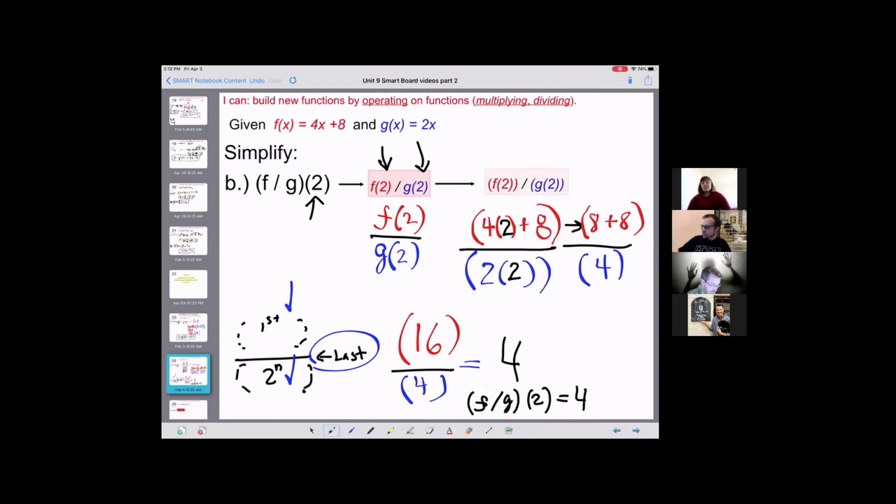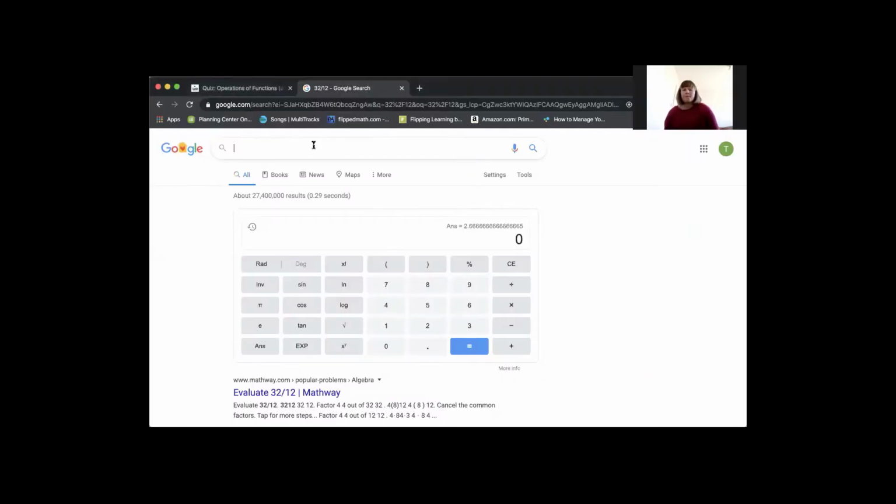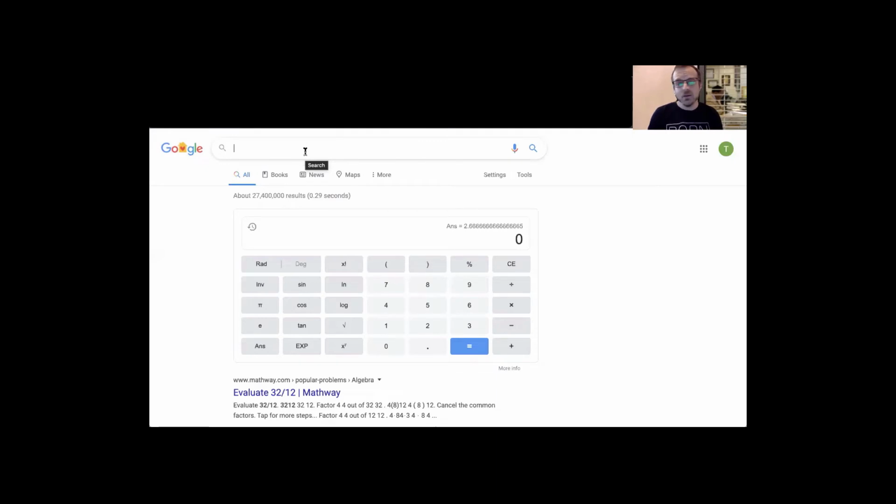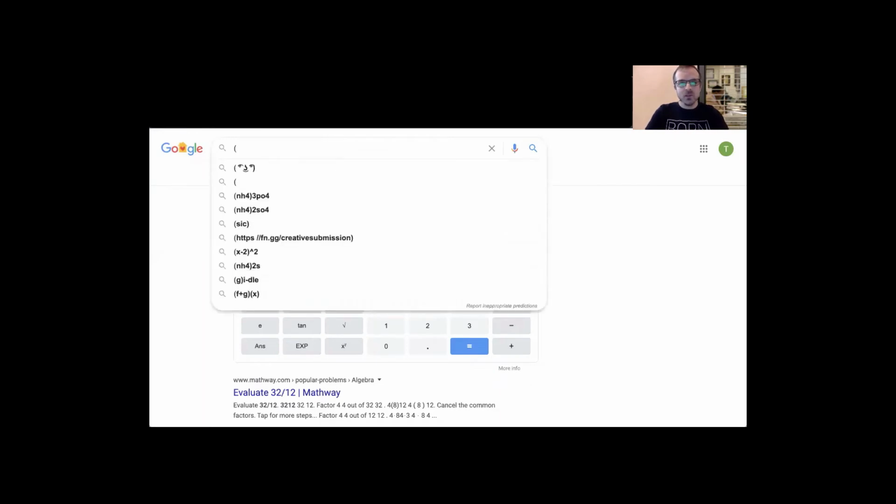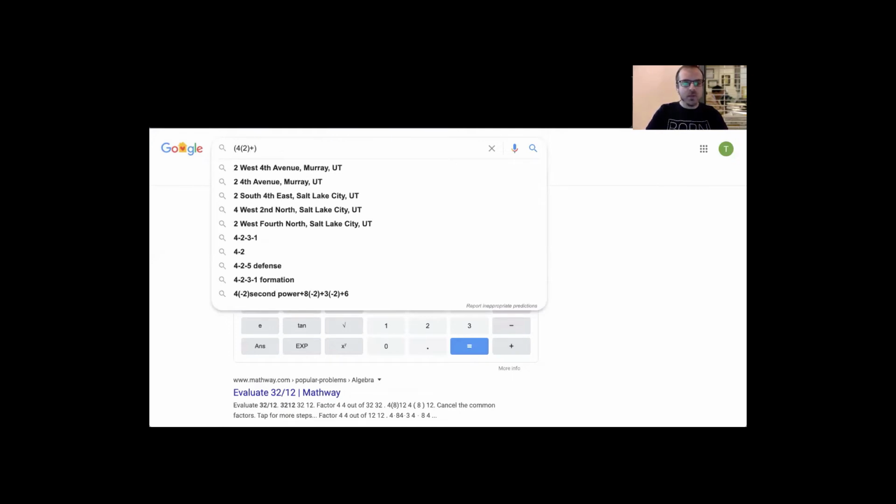If you're not comfortable doing this by hand, then Mr. Nelson's going to walk us through how we could type this in using parentheses in the Google calculator. It's the way that we're going to be typing this in. I'm going to go all the way back to that first step, after we substituted in the 2. Remember that we want to keep the numerator in parentheses as well as the denominator in parentheses. So I'm going to start with a group of parentheses and type in 4 times 2 plus 8. And that will be my numerator.